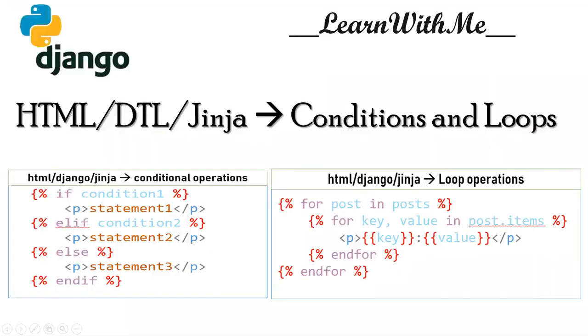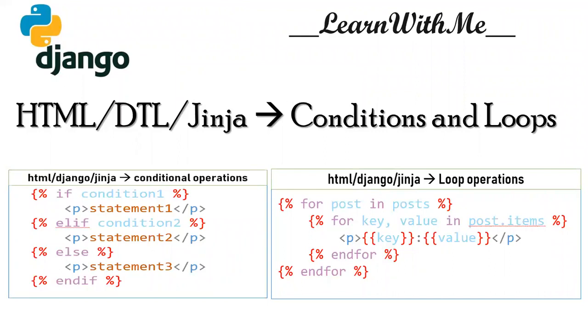Hello YouTube friends. In this video, we are going to see how conditions and loops are applied in the HTML Django template language, especially the Jinja format. In HTML, can we apply conditions or loops? I don't think so. You cannot apply conditions or loops in HTML, hypertext markup language. But using the Django template language, it is possible.